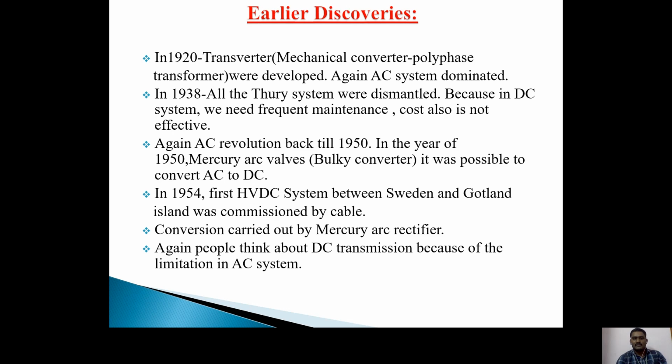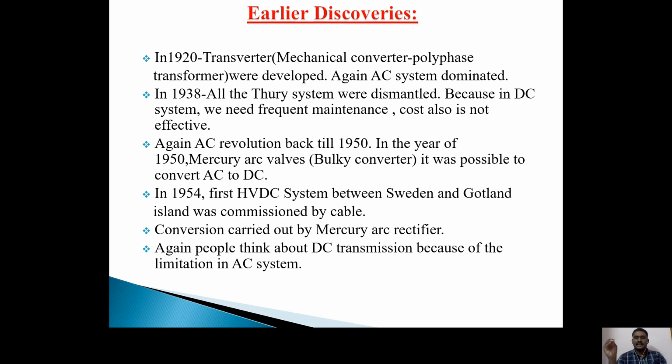And after that, in 1920, the transverter, a mechanical converter with polyphase transformer, was developed. Again, the AC system dominated.